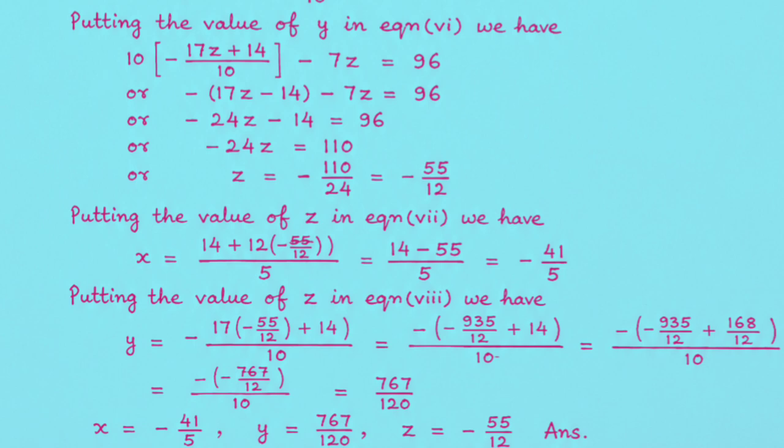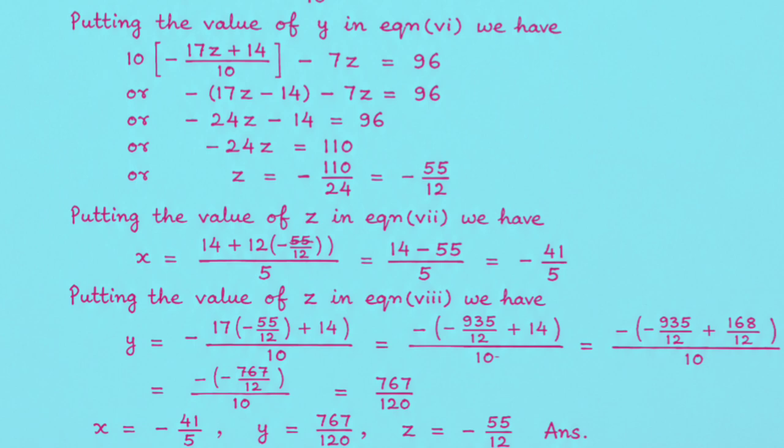by 12 plus 14 by 10 is equal to minus into minus 935 by 12 plus 168 by 12 by 10 is equal to minus into minus 767 by 12 by 10 is equal to 767 by 120.